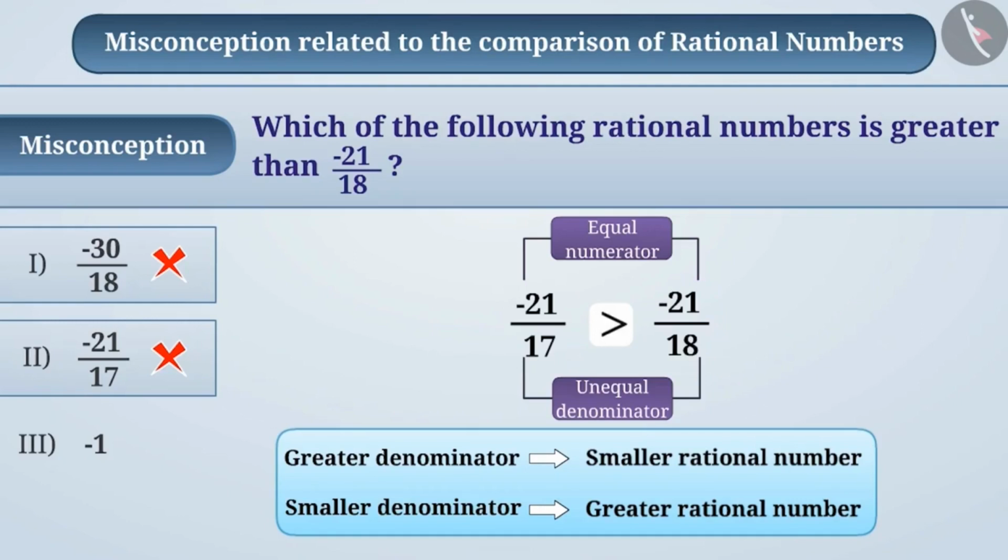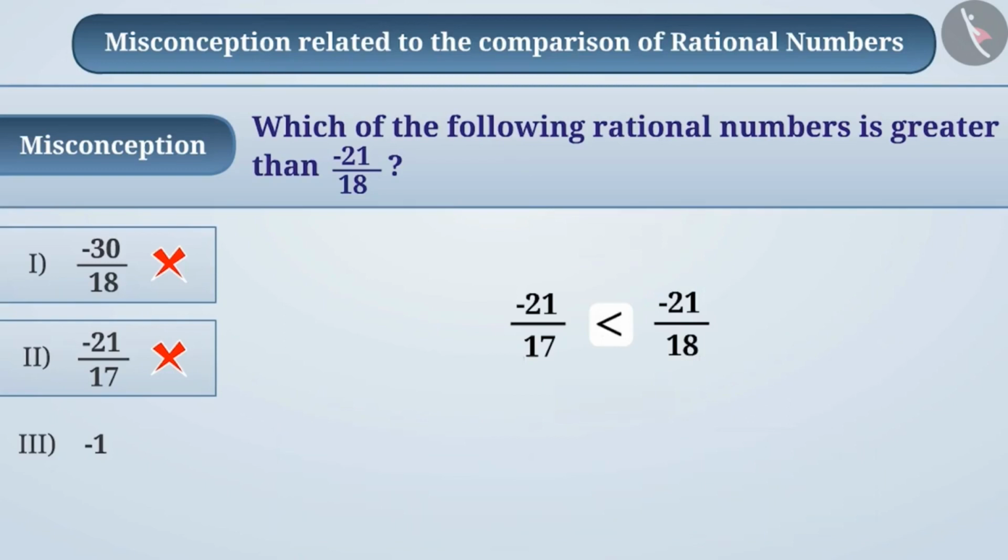Now, if we add the sign here, we will need to add the opposite sign of the sign of comparison. That means minus 21 by 17 is lesser than minus 21 by 18.